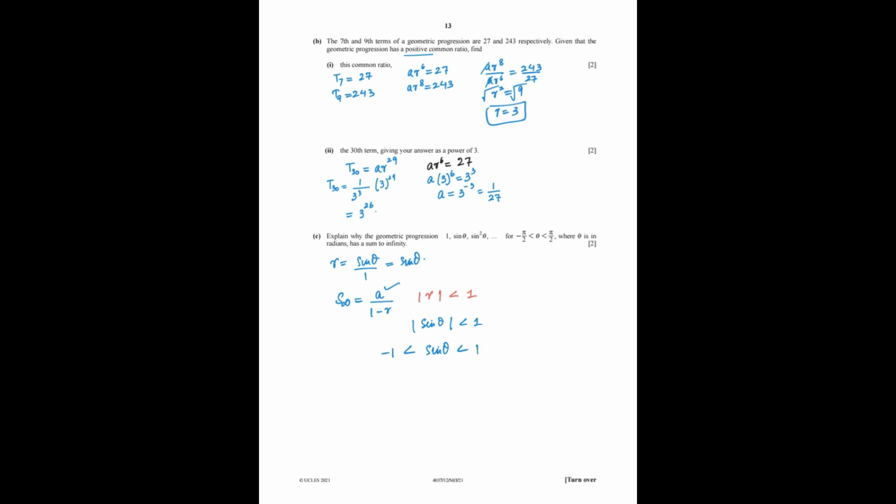As given in the range in your question, minus pi by 2 means minus 90 degrees and pi by 2 means 90 degrees. So when you find the value of sine inverse to find theta, you will get 90 degrees for the positive side and minus 90 degrees for the negative side. So 90 is basically equal to pi over 2 and minus 90 is minus pi over 2.